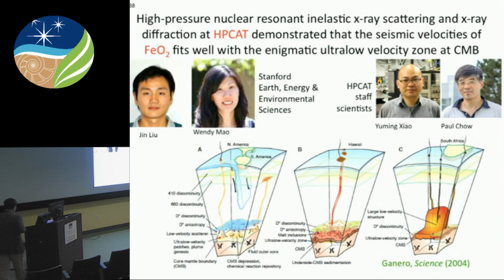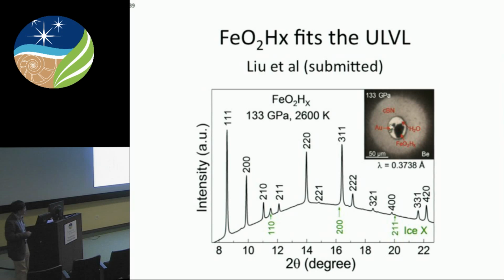So first we synthesize some FeO2. By now it's very easy to synthesize very pure FeO2Hx. This is for a spectroscopy study, so we don't want to have anything else in there. You can see a very nice pattern, and you can see the sample, and we can do all kinds of spectroscopy.